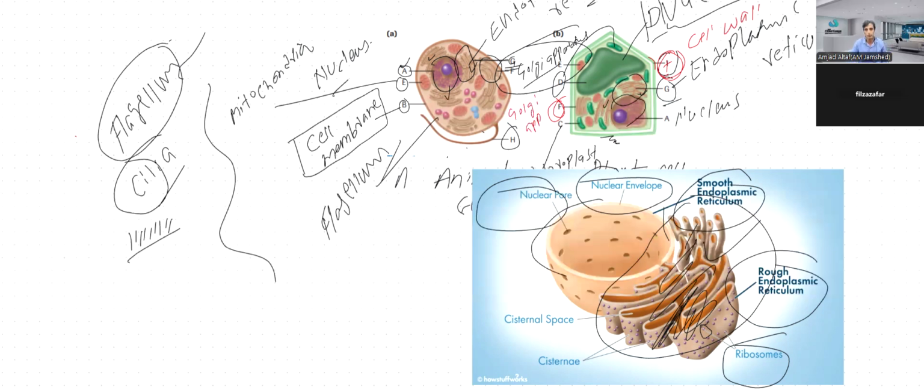Done. Great. Appreciate yourself. These are all the differences that we have in animal cell and plant cell, and you must be able to identify these before going to start photosynthesis and respiration.